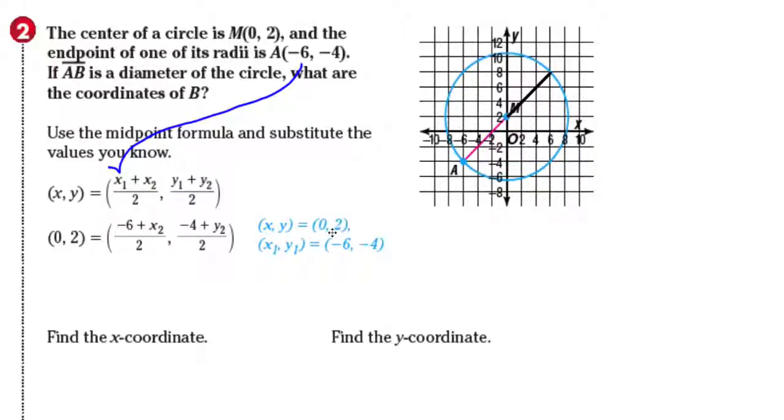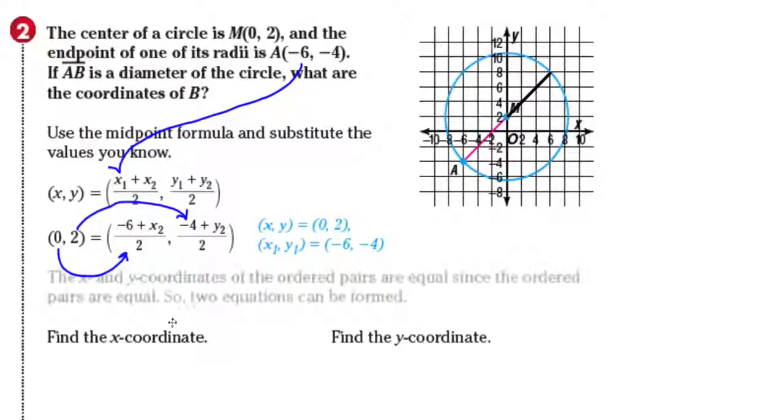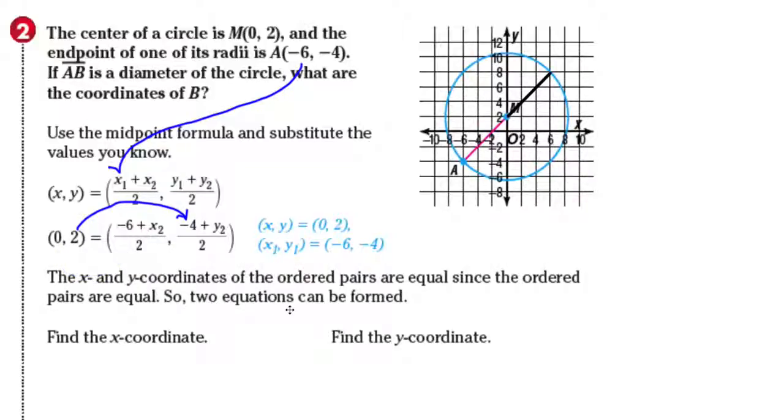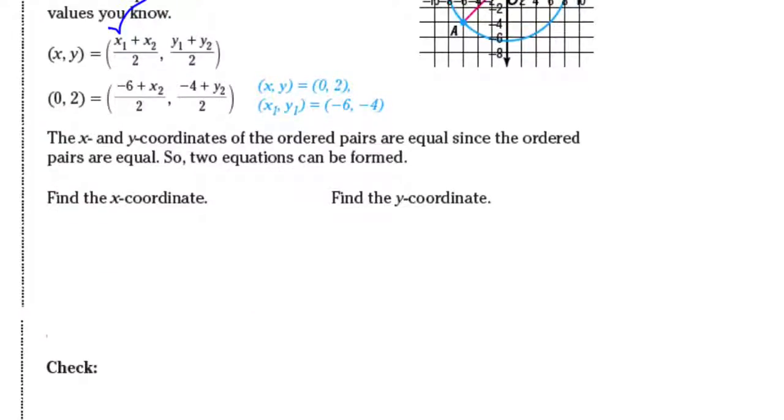From there, we simply start equating our x coordinates and y coordinates. So we want to equate our x coordinate with that x coordinate and our y coordinate with that y coordinate. The x and y coordinates of the ordered pairs are equal since the ordered pairs are equal, so two equations can be formed. Like what we talked about, we are going to equate x coordinate to x coordinate and y coordinate to y coordinate.